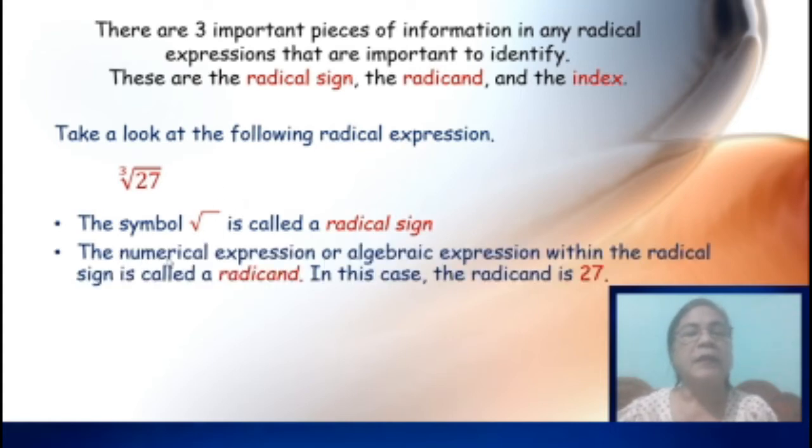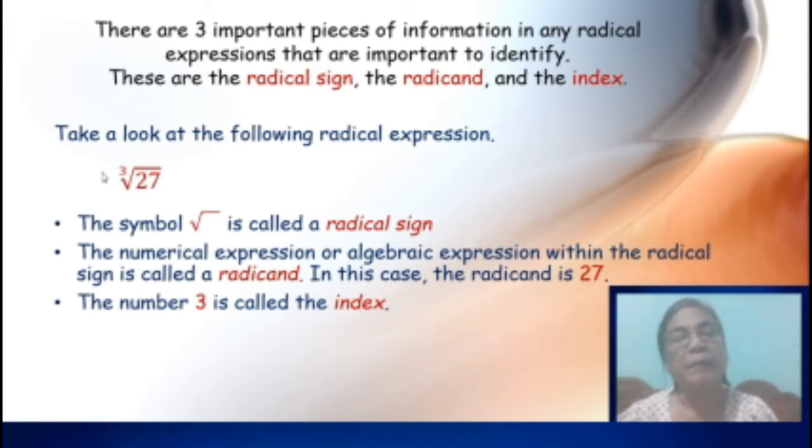Next, the numerical expression or the algebraic expression within the radical sign is called the radicand. In this case, the radicand is 27. And the number 3 there, you look how it is written, is called now the index.